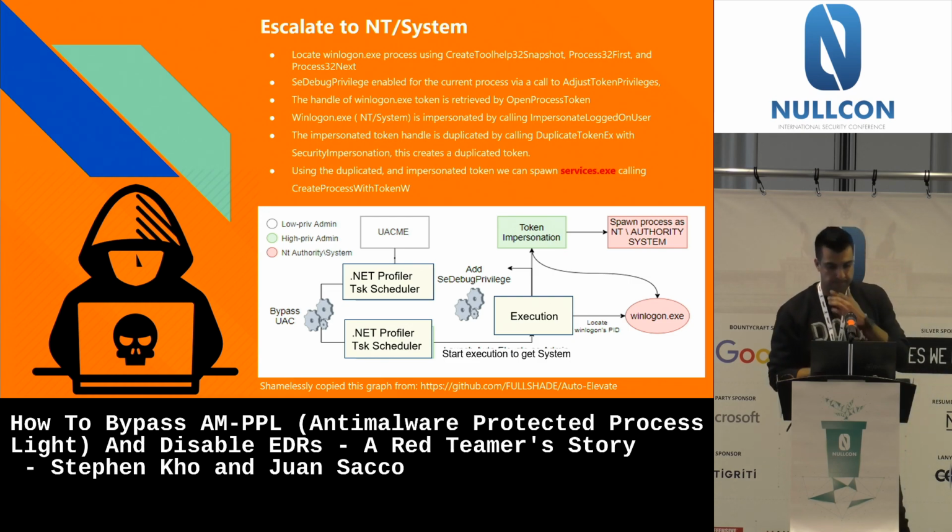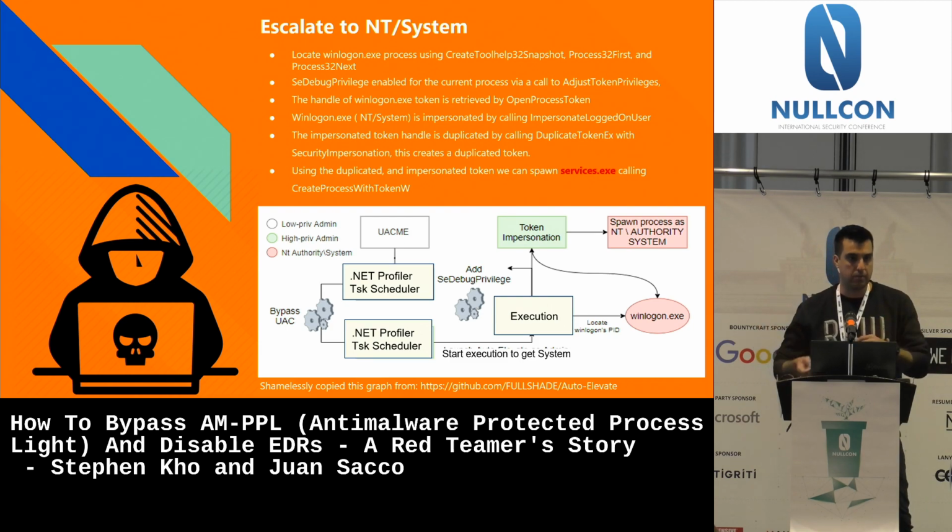So how do we get system? First we say we need to bypass UAC. We use the .NET profiler or the task scheduler, something like that, or any of your choice, whatever you like. But then after that, this is just describing how to get system by doing token impersonation. So first we need to locate, in this case, winlogon.exe, could be anything else, using CreateToolhelp32Snapshot to get the PID. Then we run SeDebugPrivilege. Basically, we need it to debug the process. And then from there, we're going to get the token of the process that is running as system.